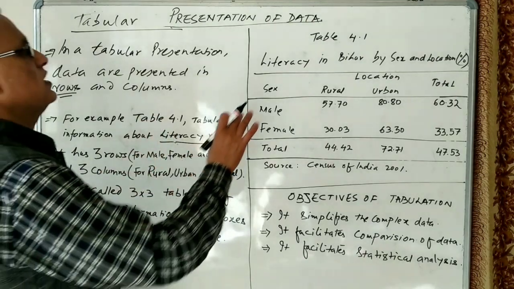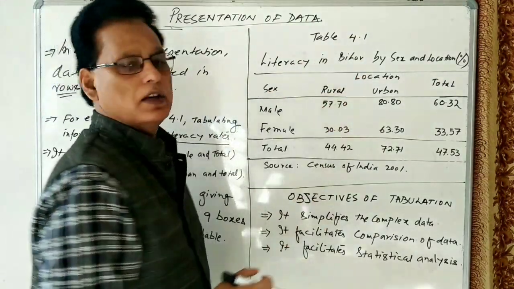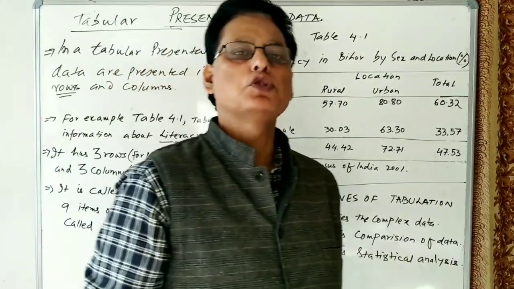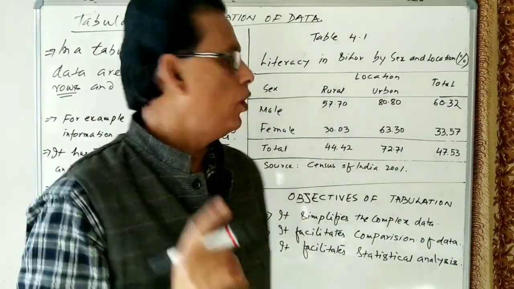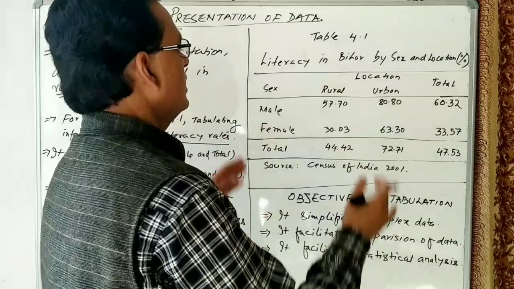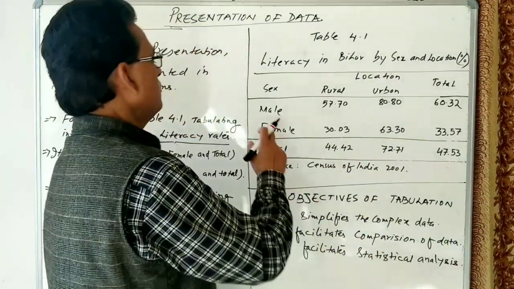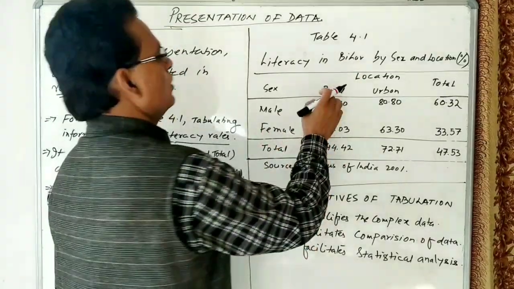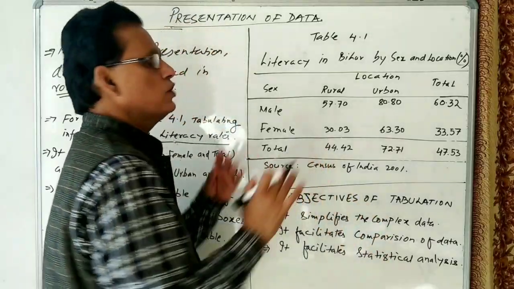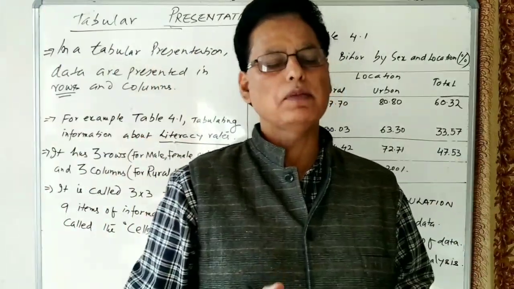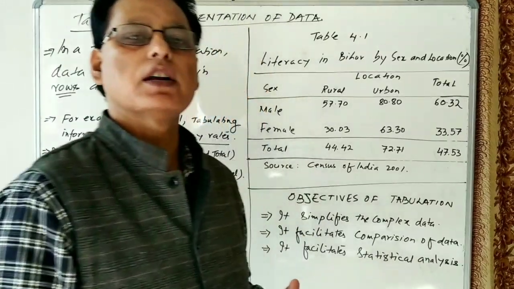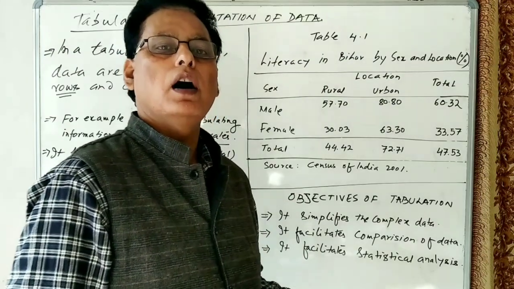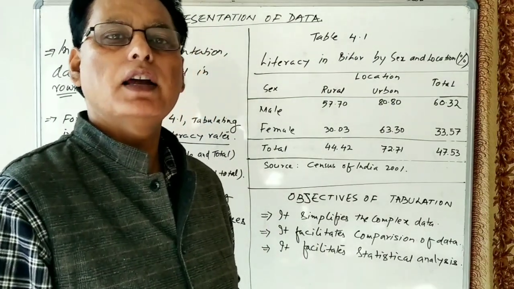Let us see this table number 4.1. 4.1 means this table belongs to chapter number 4 and table number 1. This table has 3 rows and 3 columns. Here we can say there are 3 rows, male, female, and total, and there are 3 columns, rural, urban, and total. Altogether there are 9 pieces of information. These 9 pieces of information explain the literacy rate of male, female, of rural, urban, and total.